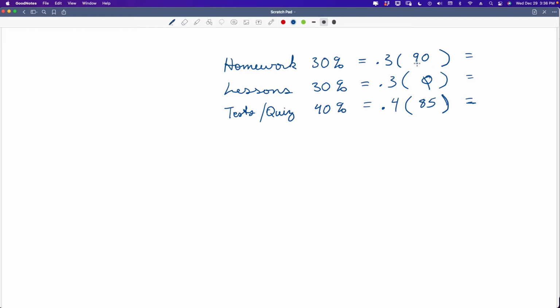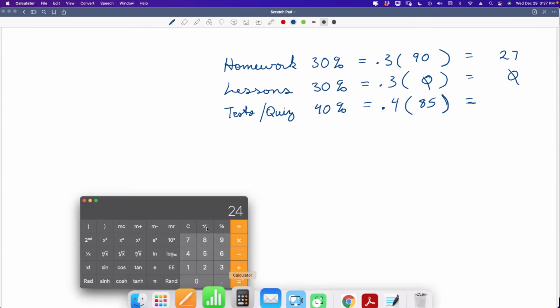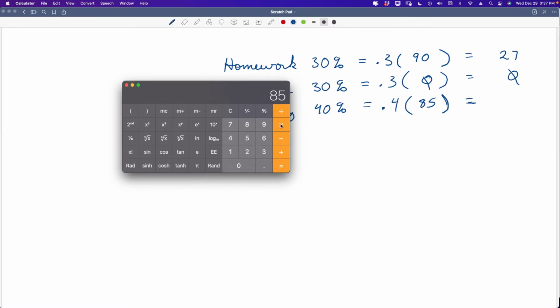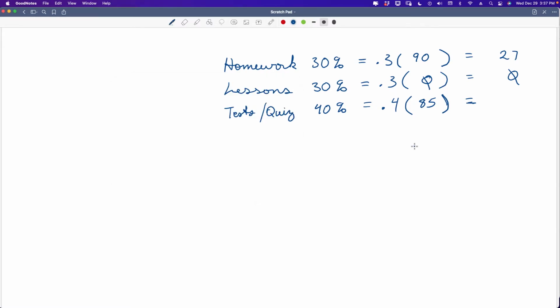Wrong. Because the way it works is this. 30 times 0.9, or 90 times 0.3, would be 27. 30% of 0 is going to be 0. And I need a calculator for the last one. 85 times 0.4 is going to give you 34. So your final score would end up being 61. So you would have a low D minus, my friends. That is why we do this. You have got to apply yourself equally.